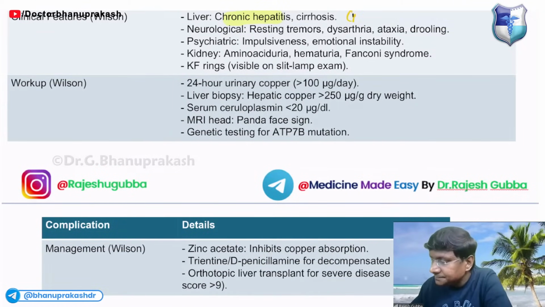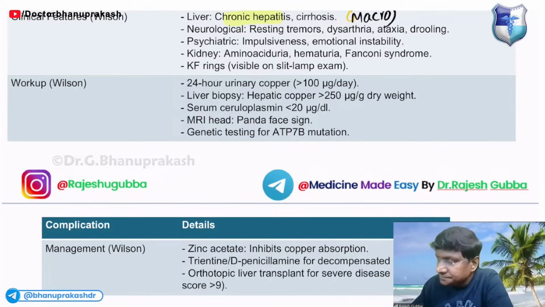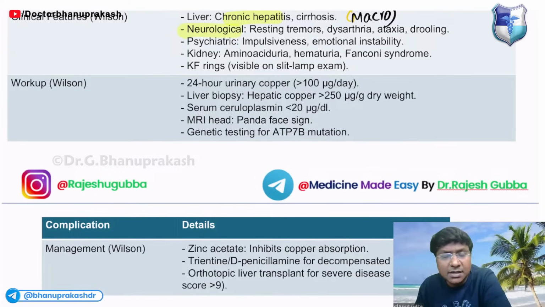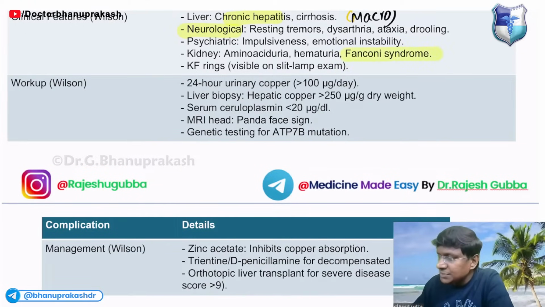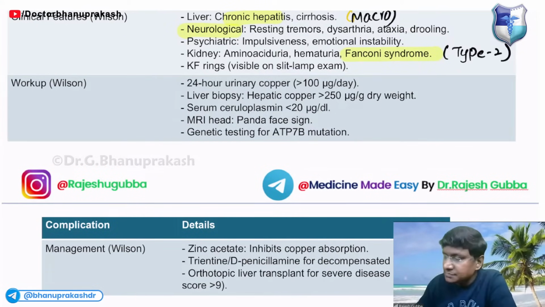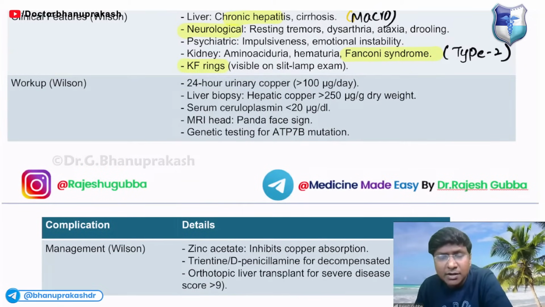Neurological, your copper will go and accumulate within the basal ganglia or the extrapyramidal systems. That is the reason why these patients will have tremors, dysarthria, and psychiatric manifestations in the form of emotional instability. The copper can also accumulate within the kidney, resulting in Fanconi's syndrome. What is Fanconi's? Anyone, guys? It is type 2 renal tubular acidosis. Within the eye, copper can accumulate, resulting in the KF ring, which will be there within the Descemet's membrane of the cornea.